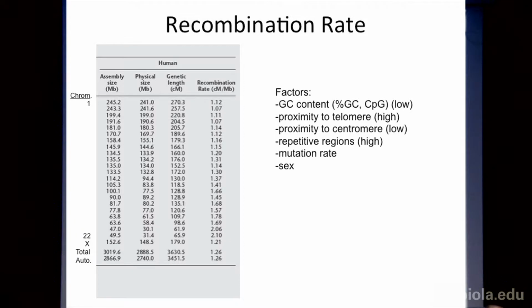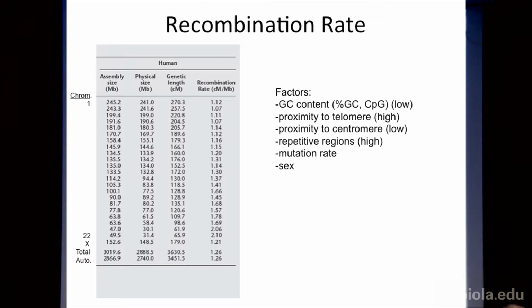So here is chromosome number. So chromosome number 1 is the assembly size in megabases. It's about 245 million base pairs, chromosome number 1, okay? Don't worry about assembly size, physical size. That's differences based on how you sequence the genome. Centimorgan length, the genetic length. So this is now trying to tie how often a recombination event happens and the size of the chromosome, okay? So they've looked at a bunch of different genes on chromosome 1, and the genetic length is 270 centimorgans, right?